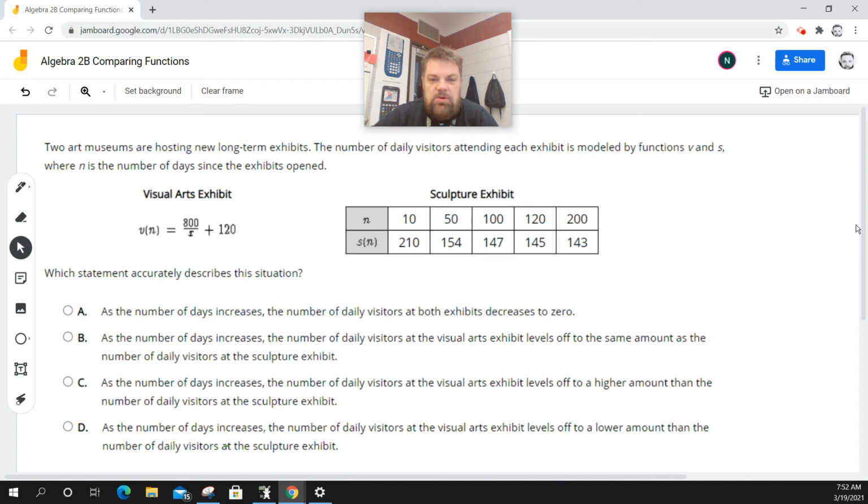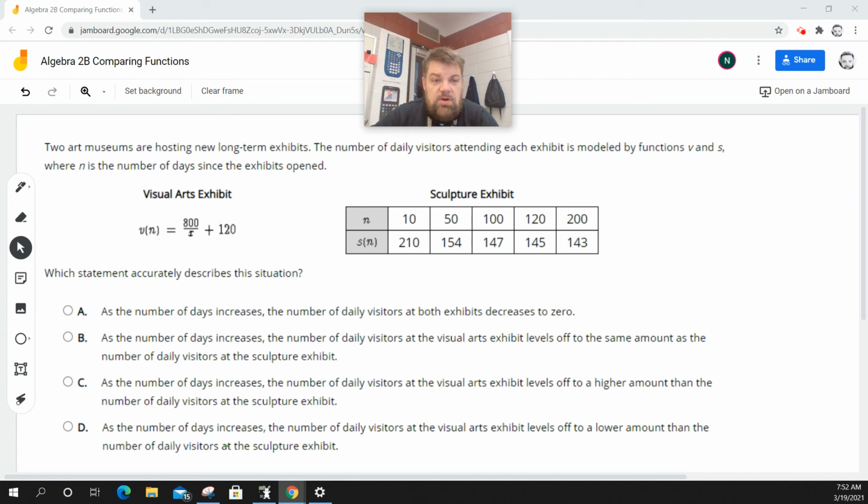And then the sculptural exhibit, they have the data there. So they don't give us the equation, but they give us the data that is a result of some equation. And then it asks us which statement accurately describes this situation. So I'm going to reread this again because I know I'm going to compare some things.